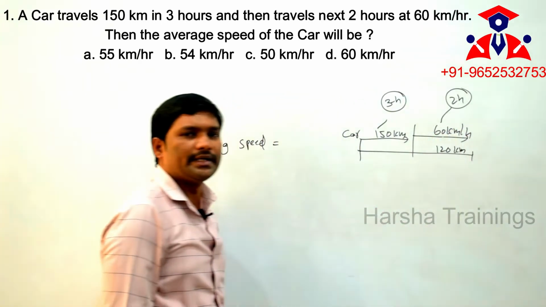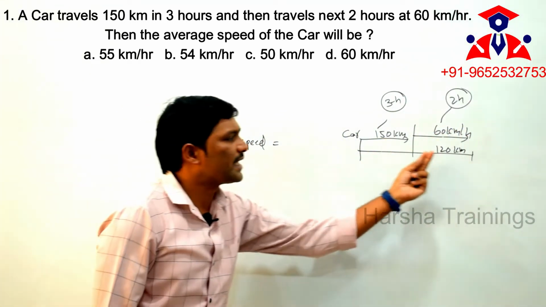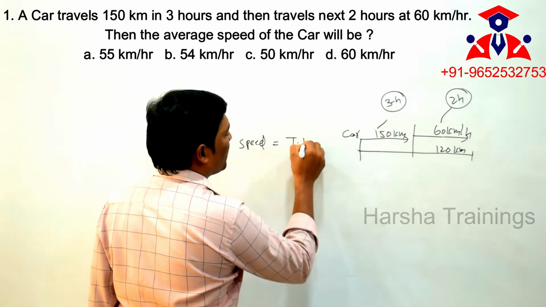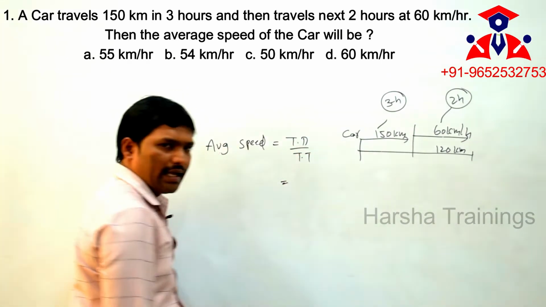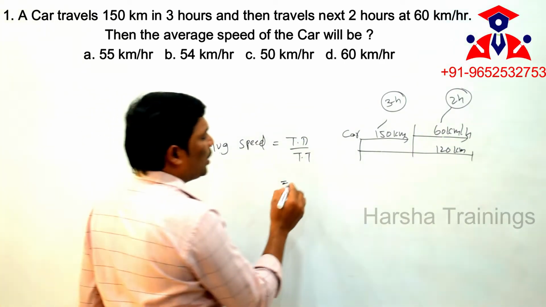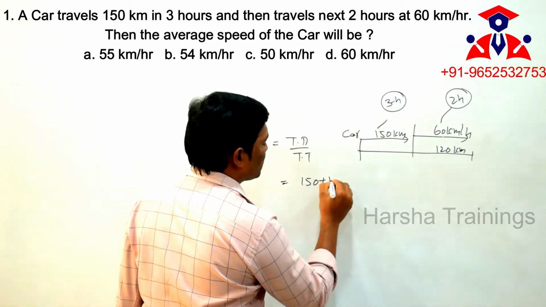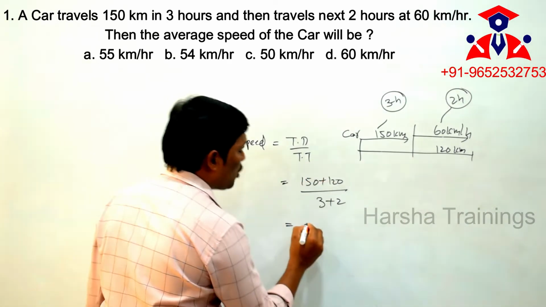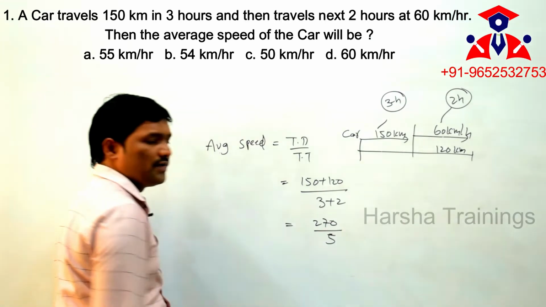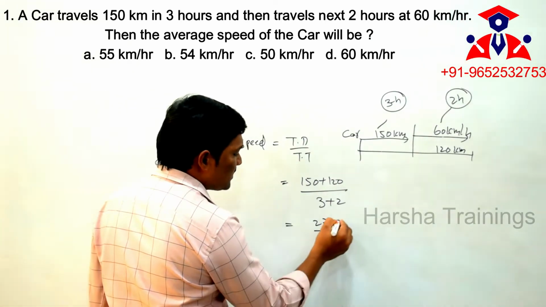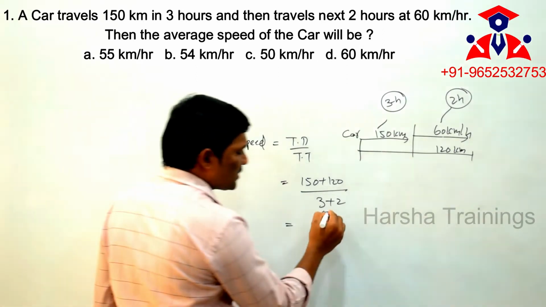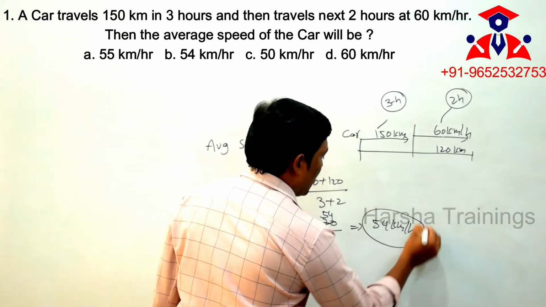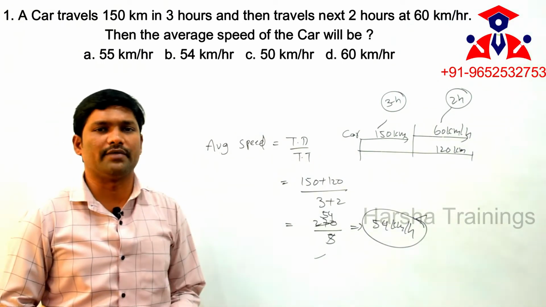First distance is how much? 150. Second distance is 120. Distance is same here? No, so distance is different. Then what is the average speed? Total distance by total time taken. Total distance is 150 plus 120 by 3 plus 2. 150 plus 120 is 270 by 5 hours. 3 plus 2 is 5 hours. Then 5 5s are 25, next 5 4s are 20, so 54 kilometer per hour. The average speed is 54 kilometer per hour. I think very dead easy.